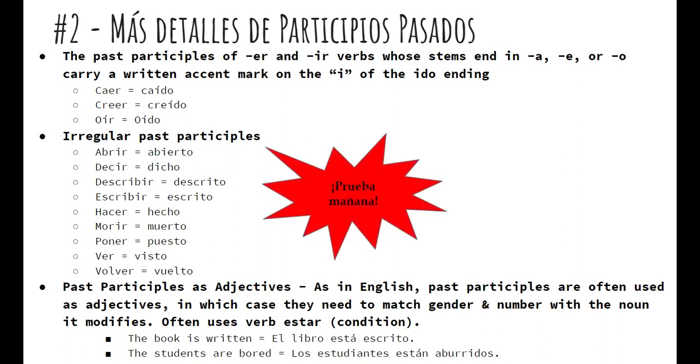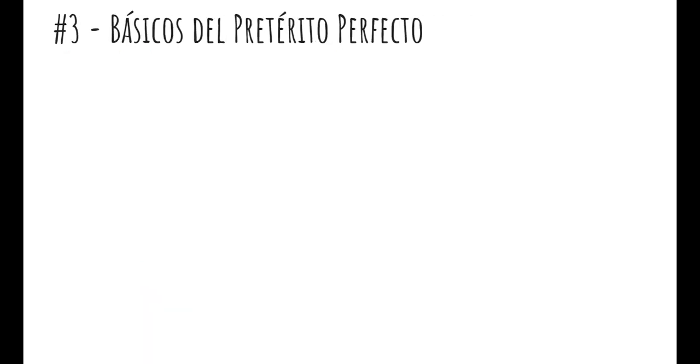One thing you'll also need to be aware of is that we are going to have a quiz on these irregular past participles. So this quiz, I'll give you the Spanish verb. You'll need to give me the past participle that works with it. That is, its irregular past participle.